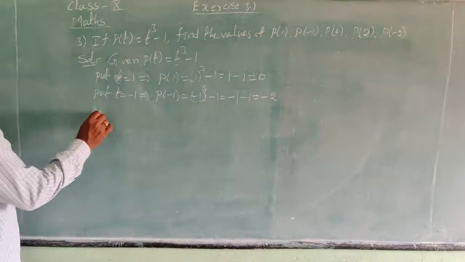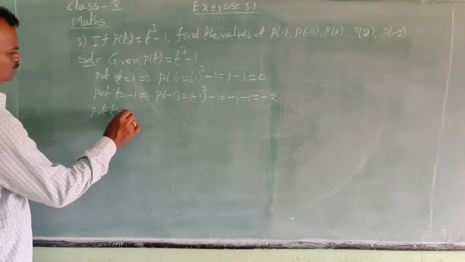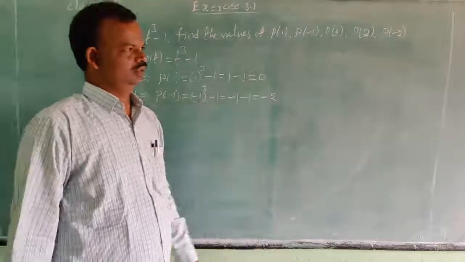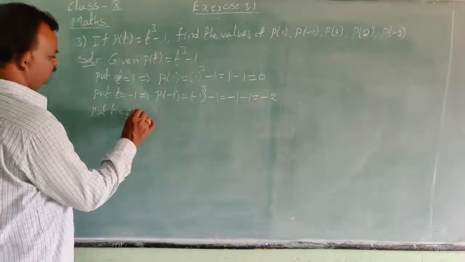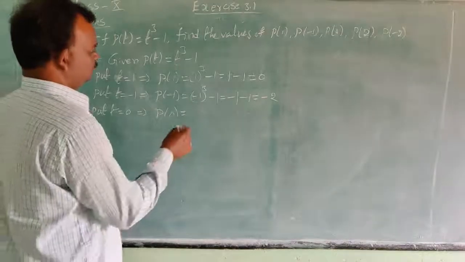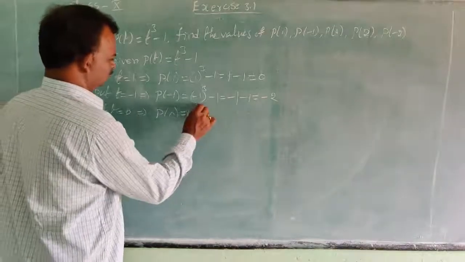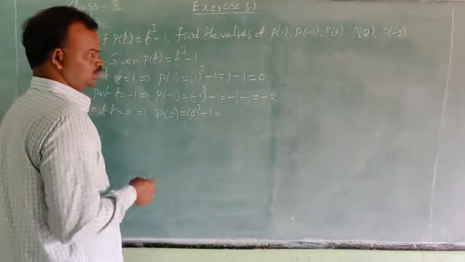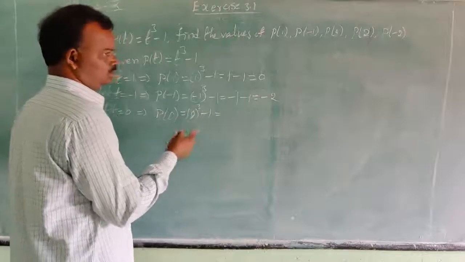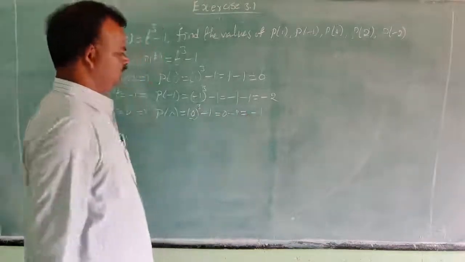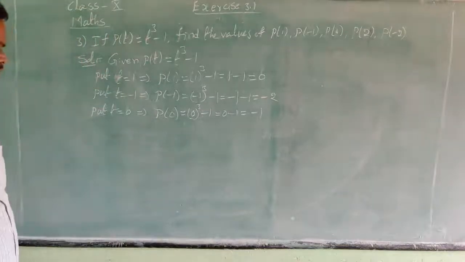Next, put t is equal to 0. That implies p of 0 is equal to 0 cube minus 1. 0 cube is 0, 0 minus 1 is equal to minus 1.